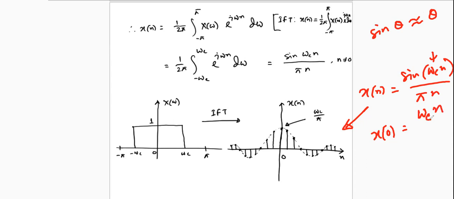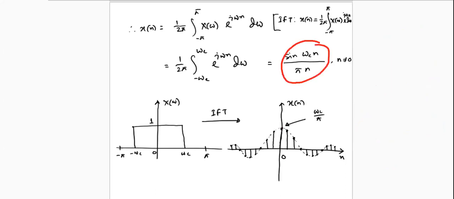So we can follow L'Hopital's rule and put ω_c n divided by πn. This is only for n equals 0. Then the n's cancel each other, and we get x[0] equals ω_c divided by π. That is this value, ω_c over π. For all other values, we need to follow the actual equation and put in n equals 1, 2, 3, 4 and so on, as well as n equals -1, -2, -3, and you will get a sinc function like this. Of course, this is an infinitely long sequence, in both the positive and the negative direction.